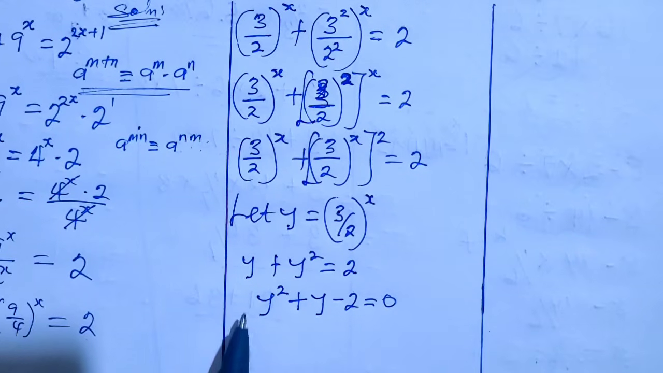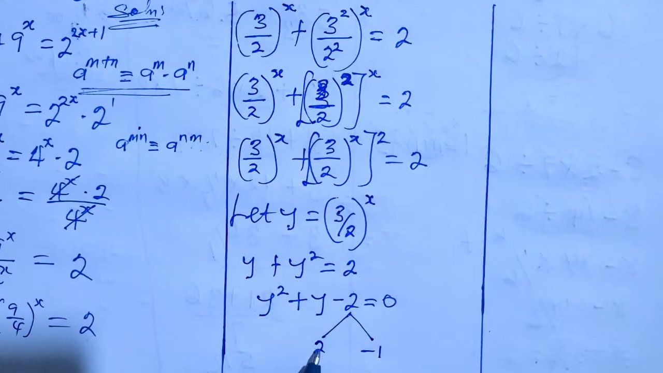Come here, the coefficient here is 1. Then we are going to consider the constants. Look for 2 possible factors of 2 such that when you multiply, it will give you minus 2, and when you add up, it will give you plus 1, the coefficient of y. Then let these factors be 2 and negative 1.